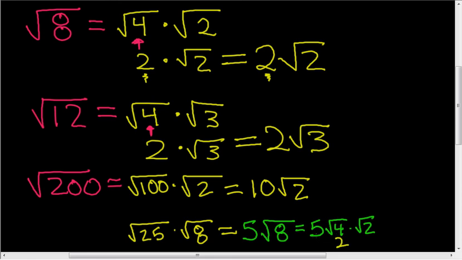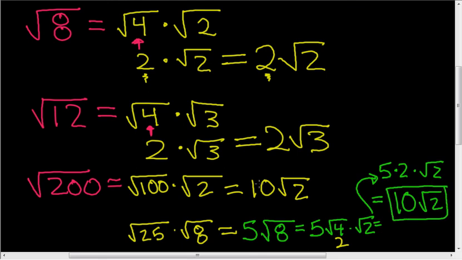So what am I left with? Let's see if I can write it up here. There was a 5 in the front, times a 2, that's the square root of 4, times the square root of 2. So 5 times 2 is 10, square root of 2. It's the same thing we got here. Just took more work.